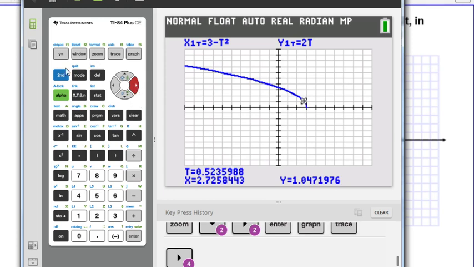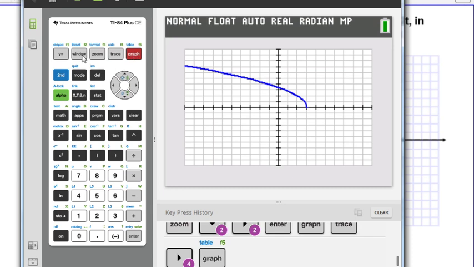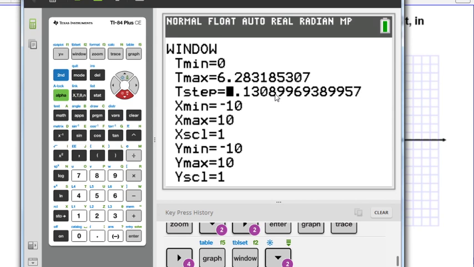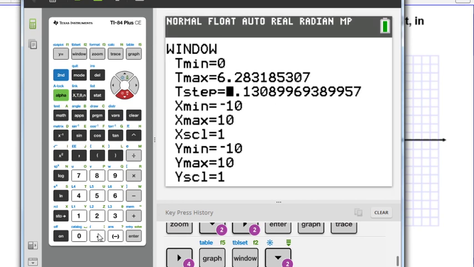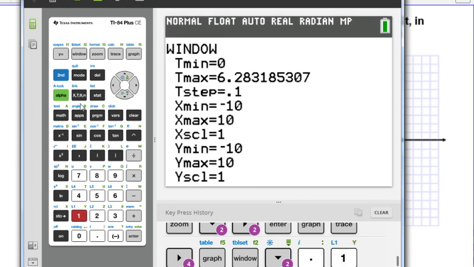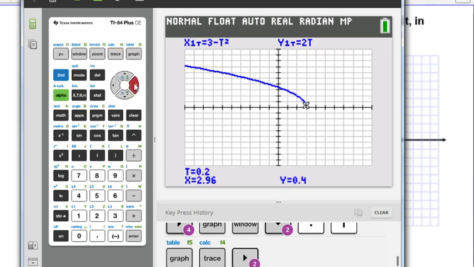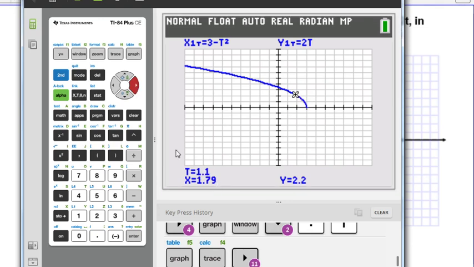One thing you can do that might be helpful is go to the window. If you don't want the weird decimals for time, you can change your t step, instead of 0.13, which is automatic, to 0.1 and see what happens. Then we graph, and then we go to trace, and it'll trace a tenth of the time. So it just looks neater that way.